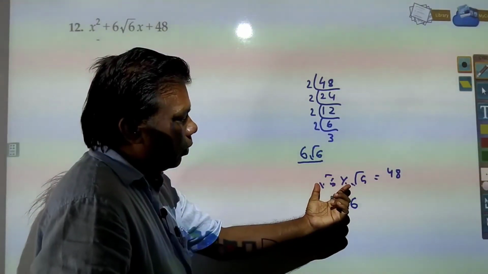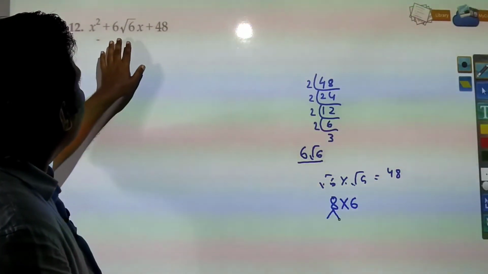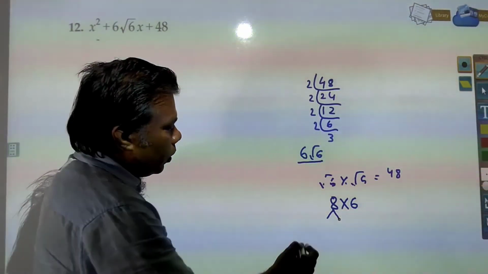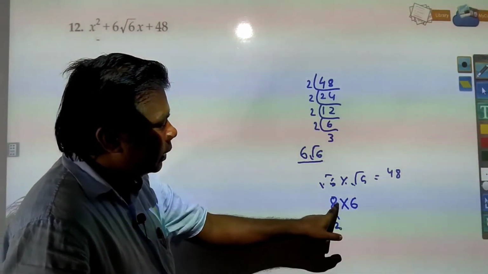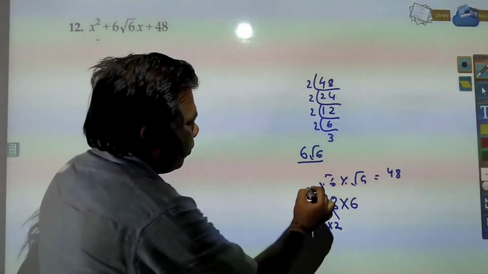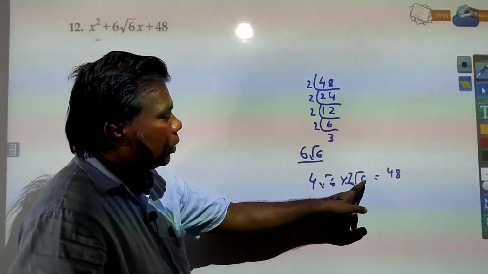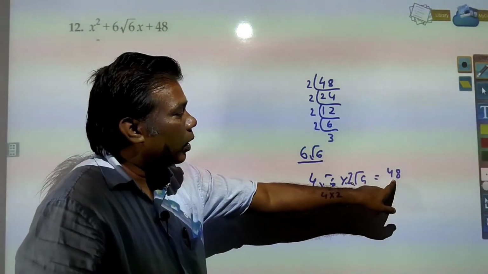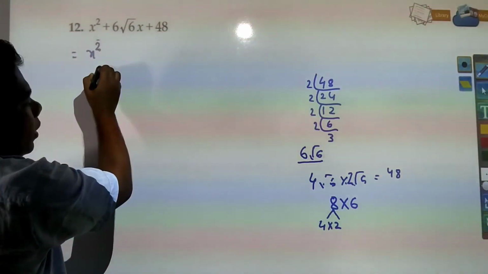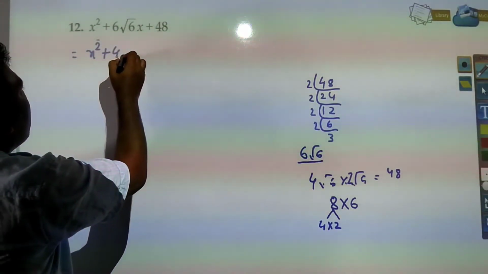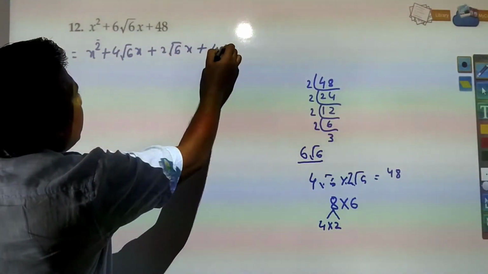So 8 will be required over here, and 8 is required to be split in two parts, so that if you are adding you should get 6. So it can be written as 4 into 2. 4 into 2 means 8, 8 6s are 48. So 4 root 6 and 2 root 6 it can be written. 4 2s are 8 and root 6 into root 6, 6, it will become 48. So it can be written as x square plus 4 root 6x plus 2 root 6x plus 48.